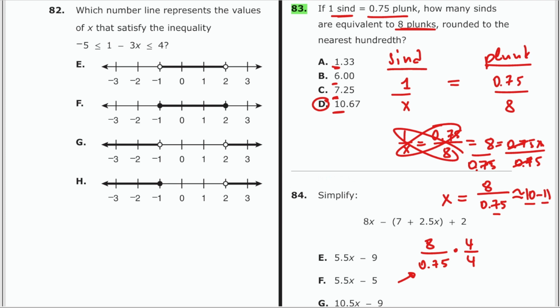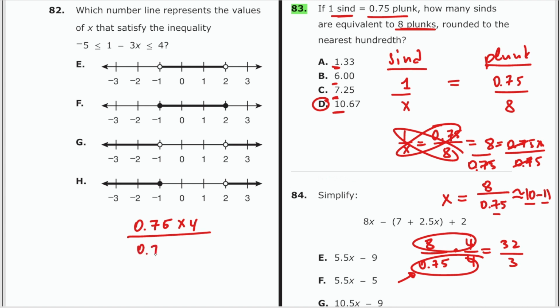Now, I do know that 0.75 multiplied by 4 is equal to 3. So here, 8 times 4 is equal to 32. 0.75 times 4 is equal to 3. Now, if you do not know that, it's 0.75 times 4. The same thing as 0.7 times 4, which is equal to 2.8, and 0.05 times 4, which is equal to 0.2. When you add them up, you get 3.0 even.